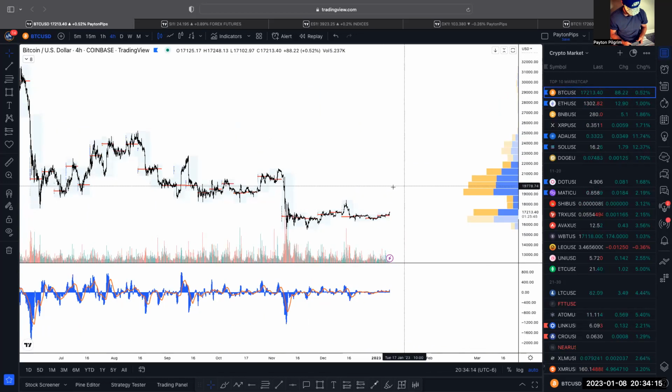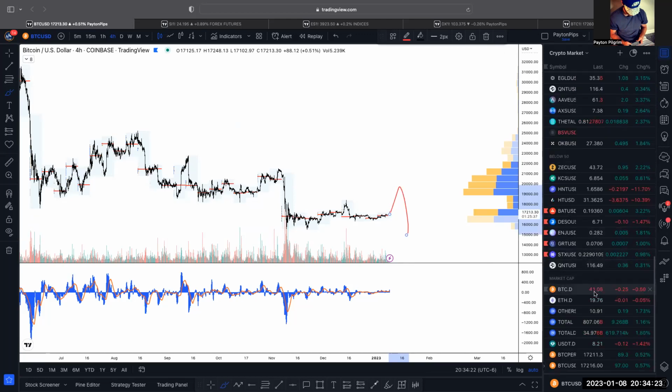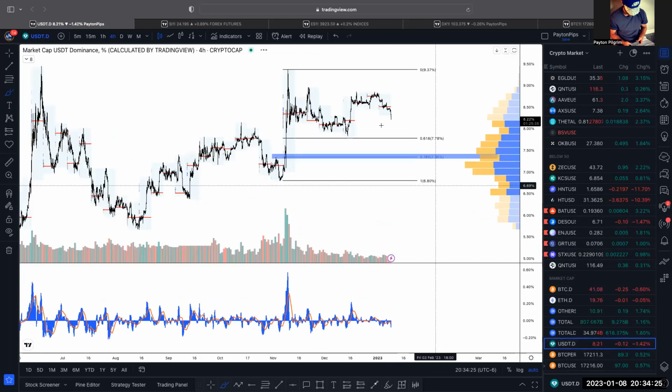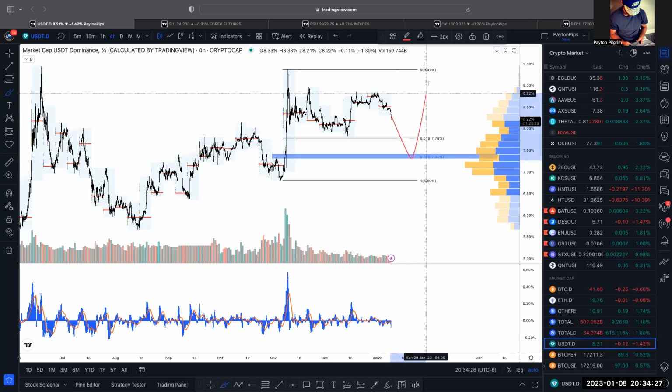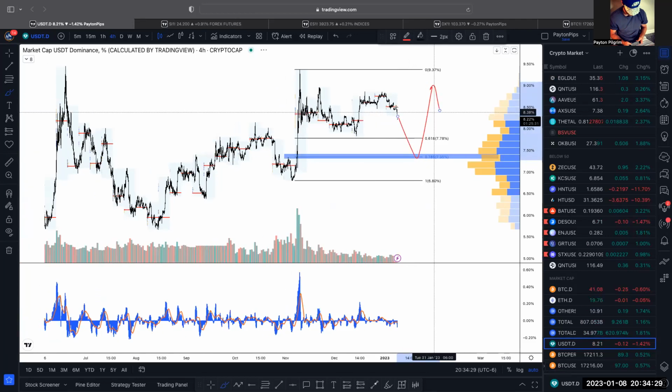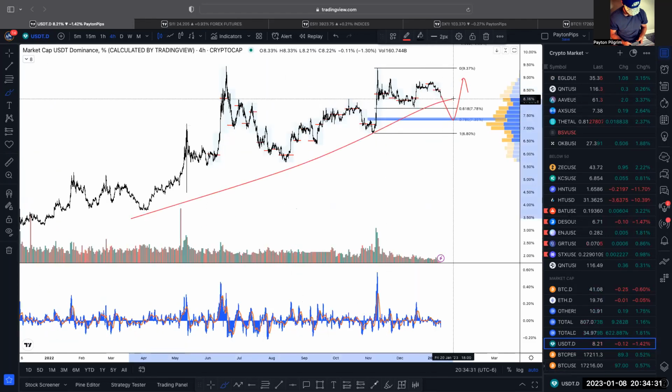That kind of lines up with this. So with Bitcoin moving up, then down, that's what I think could happen. That would look like this going down, then another high. To me, this thing isn't done yet.